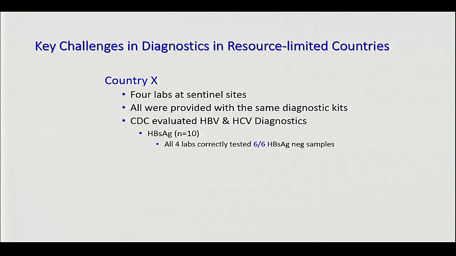In this example, Francisco already revealed the country X, that's Pakistan here. There were four labs in four sentinel sites. They were all provided the same diagnostic assays for hepatitis B screening and also for anti-HCV. We provided them a short panel for surface antigen, 10 samples, 6 of them HBsAg negative and 4 of them positive. As you can see here, all four labs correctly tested the negative samples, but all four had false negatives, 100% false negative results.